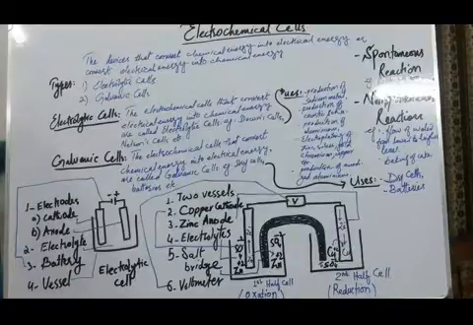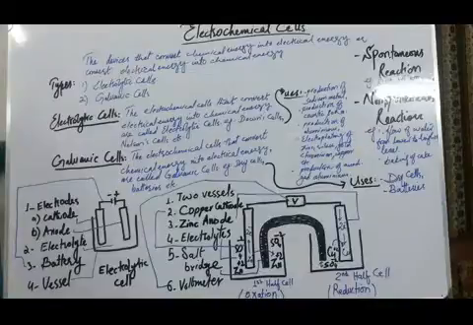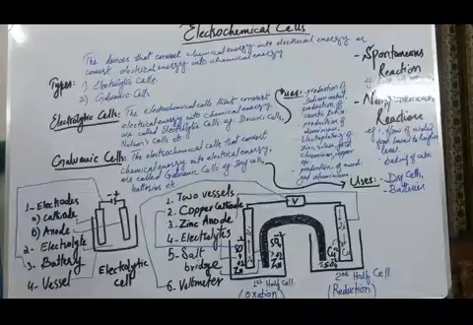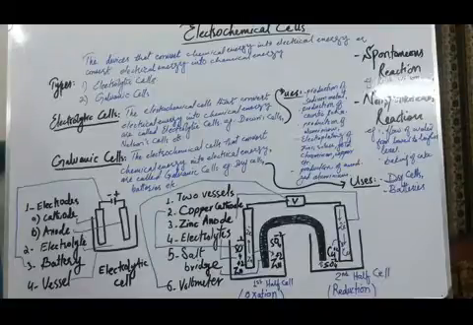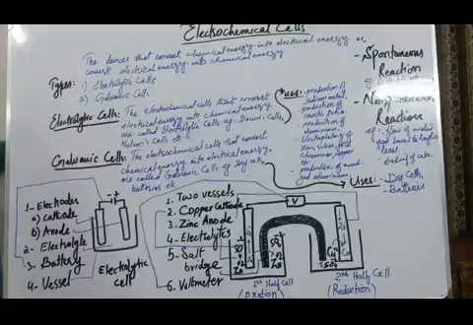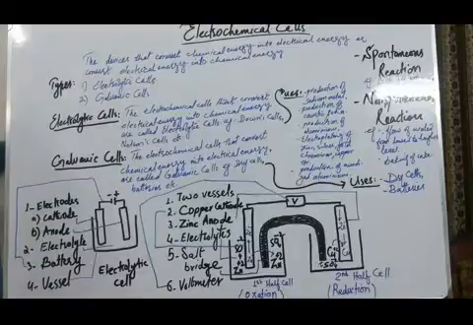These electrochemical cells are of two types. The first one is the electrolytic cell and the second one is the galvanic cell. In these cells, two main reactions occur. The first one is the spontaneous reaction and the second one is the non-spontaneous reaction.